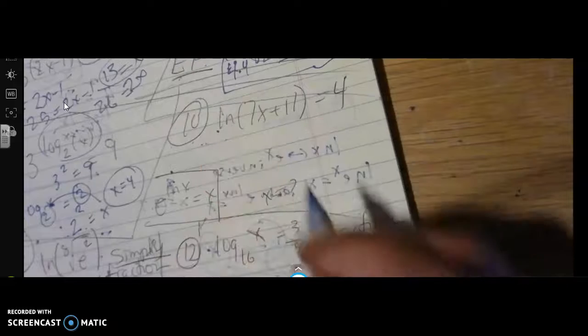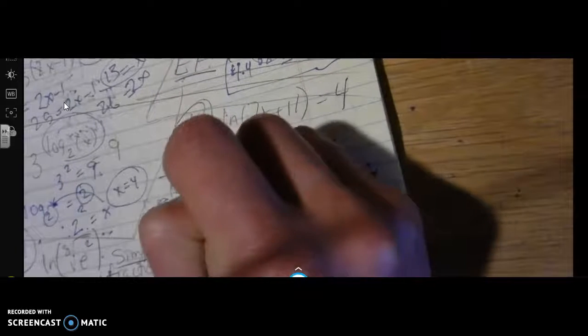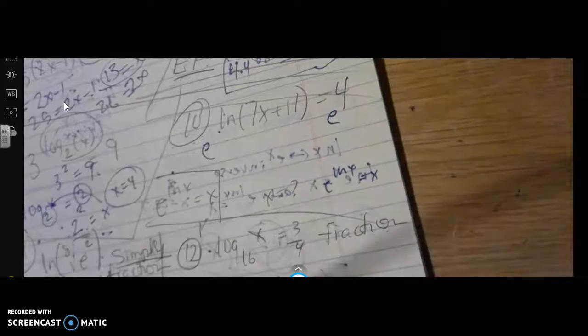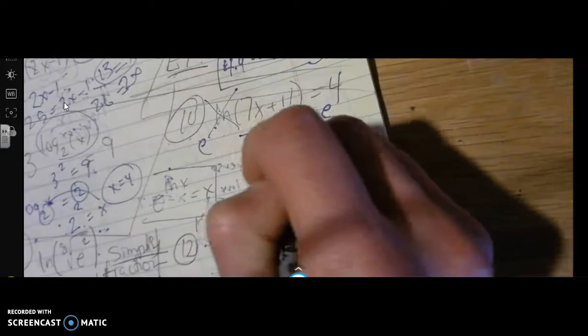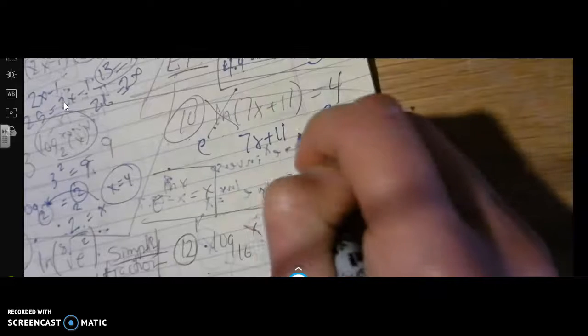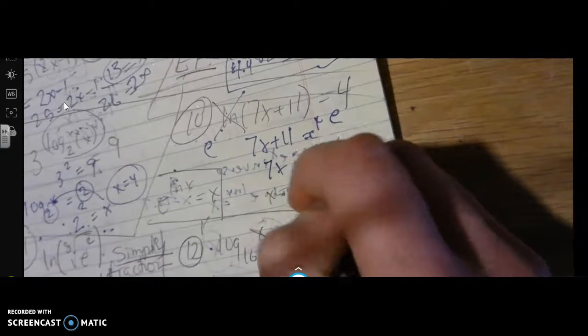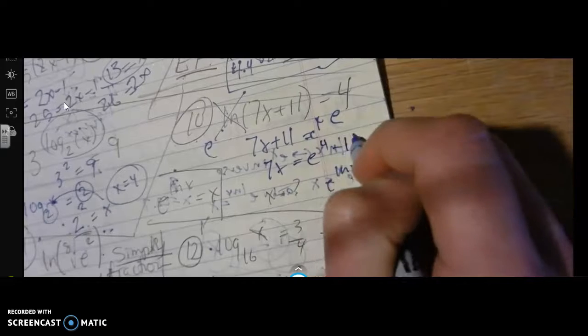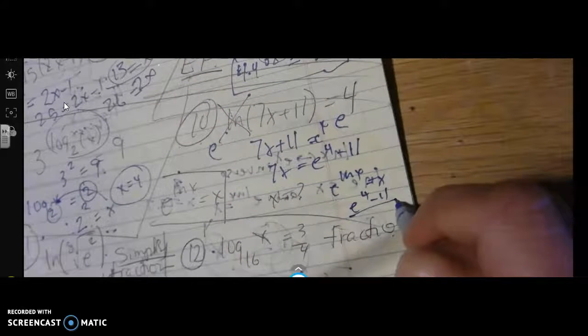So we know that e to the ln x is equal to x. So I would take the e of both sides. If you do that, that gets rid of the natural log. And then you're left with 7x plus 11. So 7x plus 11 is equal to e to the 4th. And then you subtract, and you're going to get 7x is equal to e to the 4th minus 11. And so you're going to get e to the 4th minus 11 over 7.